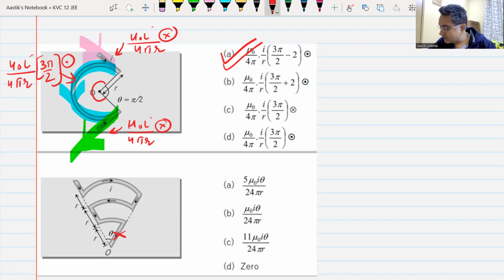This wire magnetic field is 0, this wire 0, this wire 0, this wire 0. This wire is, the current will go doing like this. Yes or no? Mu naught I by 4 pi into r into theta. And the direction would be inside. Do we understand this?